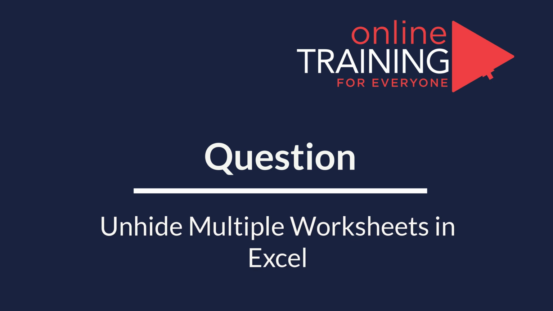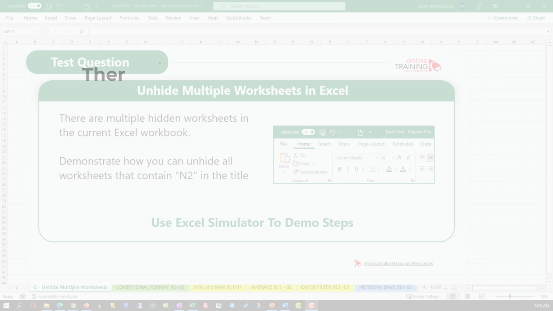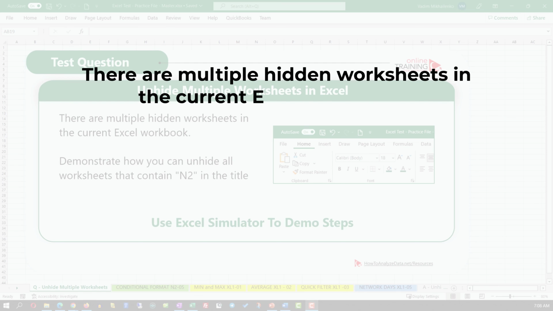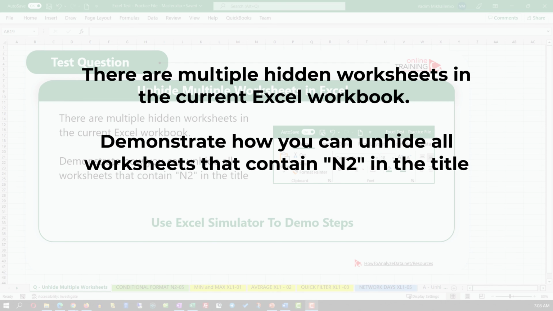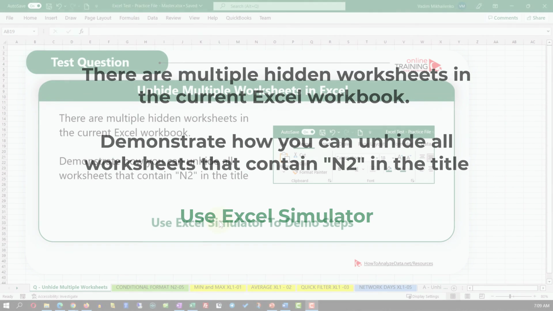Here's an interesting question which we started to see on the test more and more often. There are multiple hidden worksheets in the current Excel workbook. You need to demonstrate how you can unhide all the worksheets that contain string N2 in the title. And you need to use Excel Simulator to complete the steps. Let me go ahead, move forward, and reveal the solution for you.